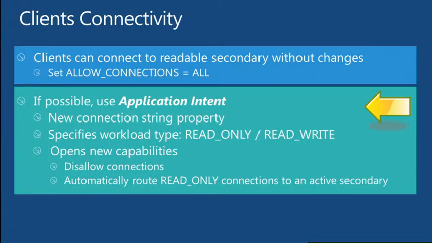So I said allow connections on my secondary to all. What happens if the application connects, does some reads, and then suddenly it throws updates? It will fail. Applications that try to write into the readable secondary are going to fail, similar to trying to write to a read-only database today.